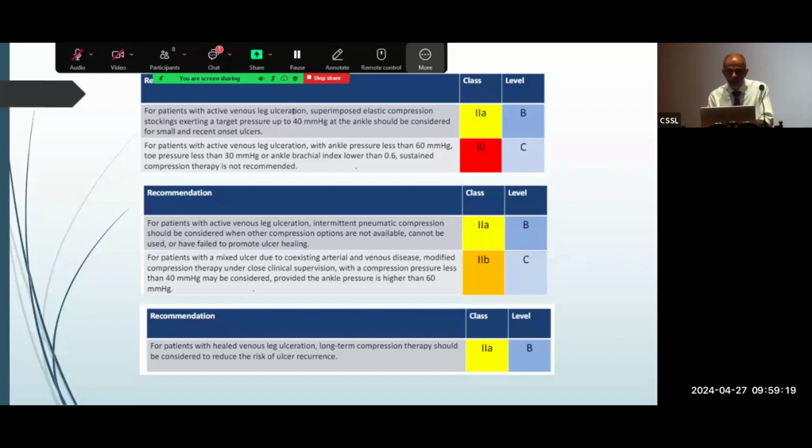For patients with mixed ulcers with coexisting arterial disease, modified compression therapy under close clinical supervision. So now, if it's a mixed ulcer, you can't just strap and send them. You should closely monitor what's happening, because some of these ulcers can get very wide. But all this can be done if the ankle pressure is 60 millimeter Hg or above. If it's less than 60 millimeter Hg, you need to do arterial revascularization first and then come back to this wound. And for patients with healed leg ulcers, long-term compression therapy prevents recurrence. This also has 2A evidence.